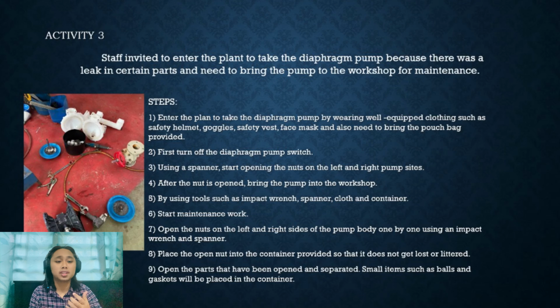So staff were invited to enter the plant to take the diaphragm pump because there was a leak in certain parts and they needed to bring the pump to the workshop for maintenance. So the step is we need to enter the plant to take the diaphragm pump by wearing proper equipment such as safety helmet, goggles, safety vest, mask, and also bring the push back.